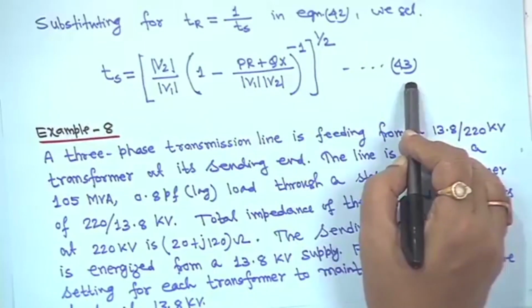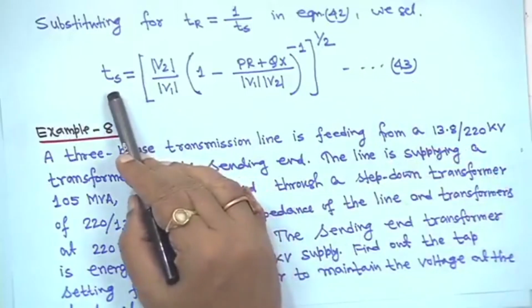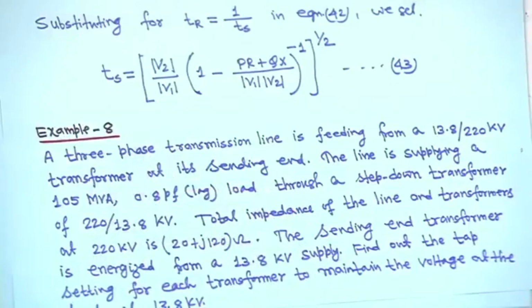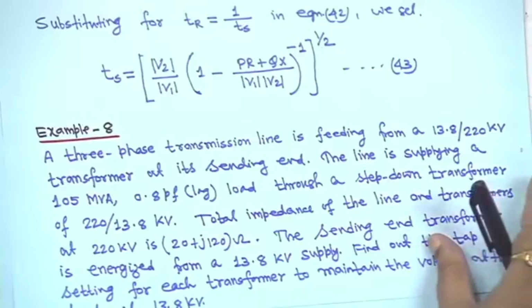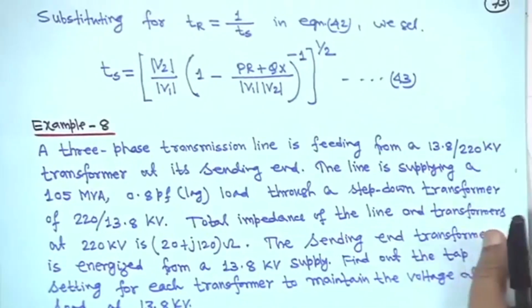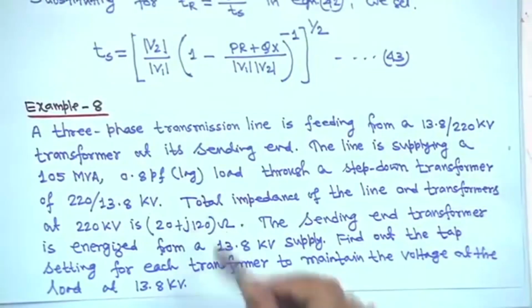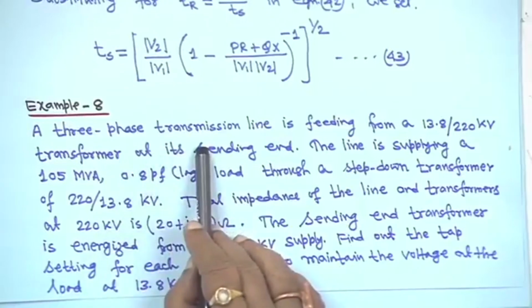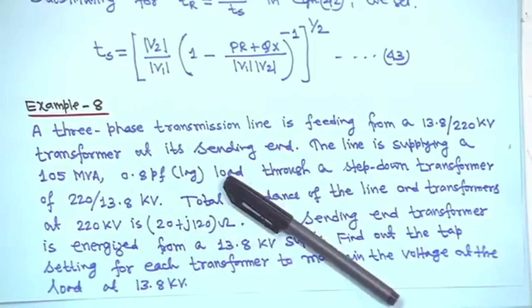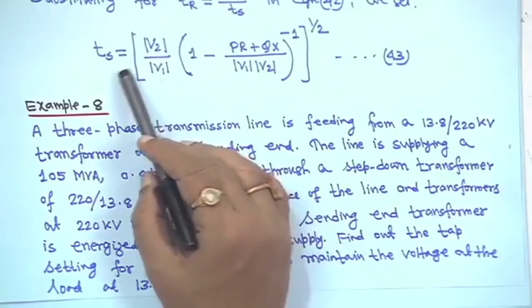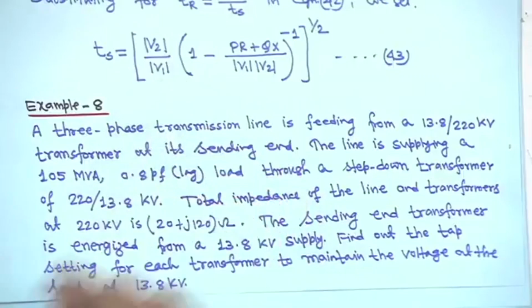This is equation 43. So if you know Ts, then you can find out Tr also, because Tr is equal to 1 upon Ts, because we have assumed that Ts Tr is equal to 1, such that both side taps are used. Now we will take an example. Before that, we have some ideas regarding the tap changing transformer and this expression to find out the tap ratio. One side, either Ts or Tr, any side you find it out, and from that you can get the tap ratios.